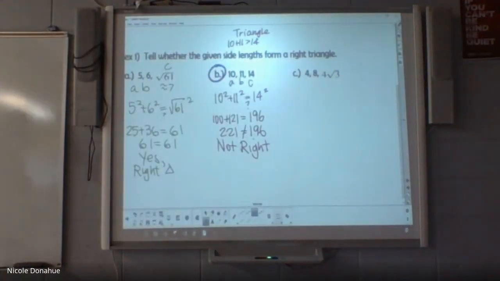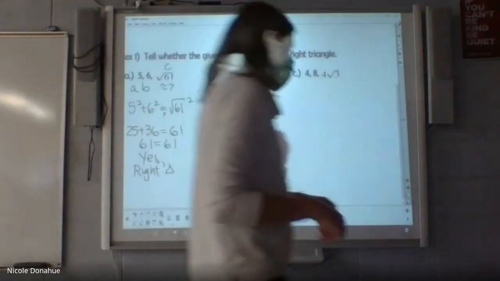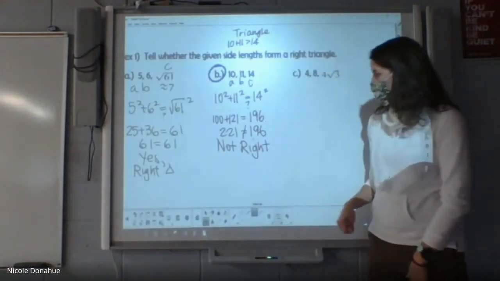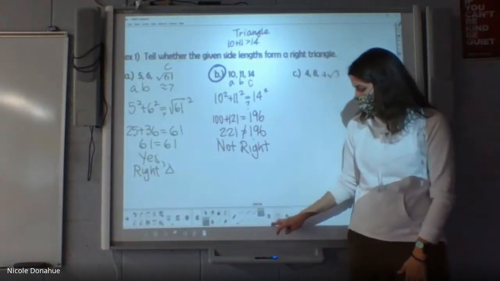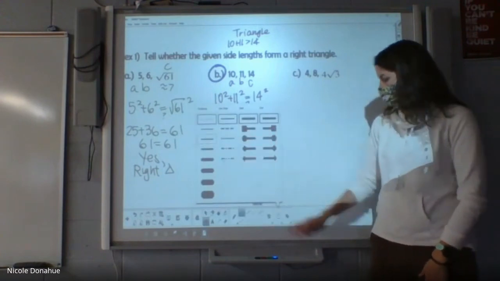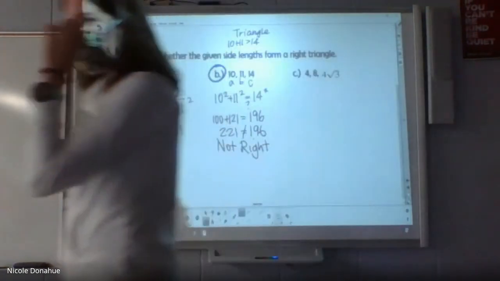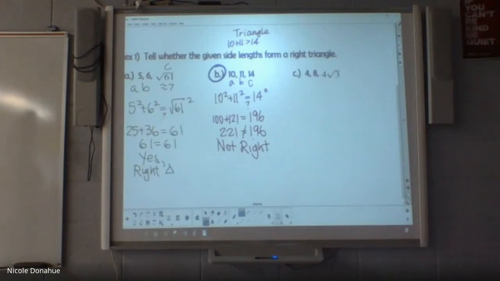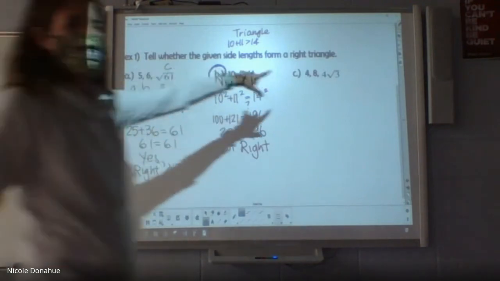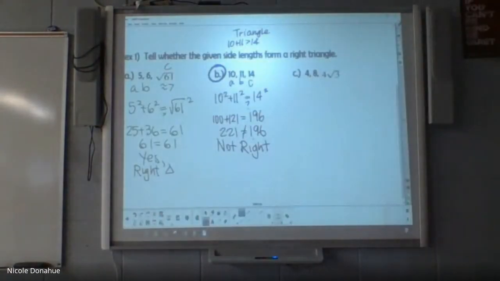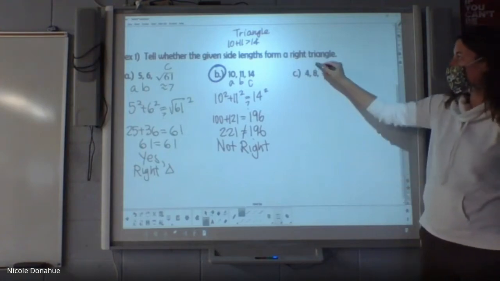Any questions there? All right, let's look at letter C. Which side length has to be my C value? Let's figure it out. Yeah, what do you think? Eight. Did you figure out what 4 square roots of 3 is? It's about 6 point something, so not 8. So it's in between there. So 8 actually has to be our longest side.